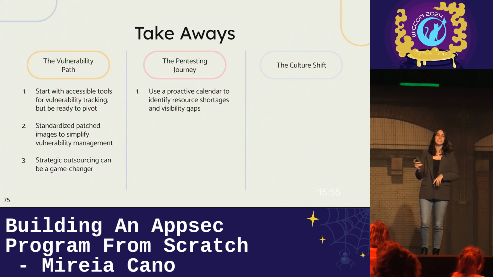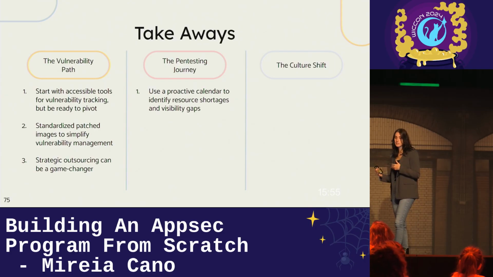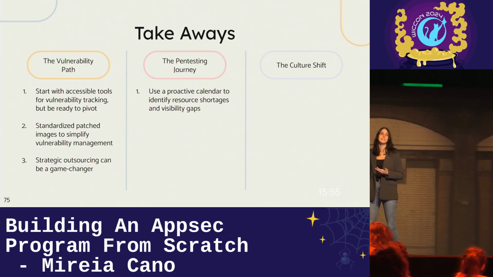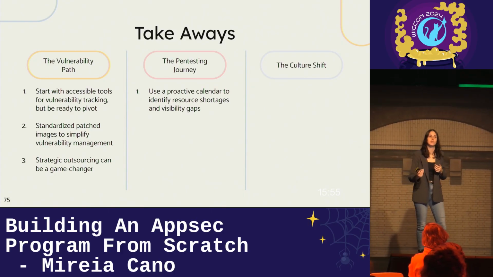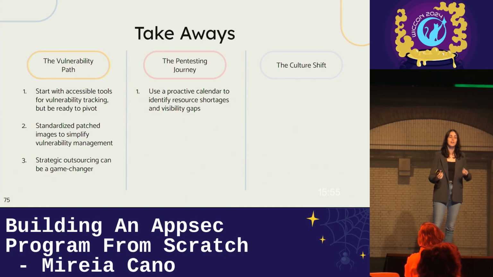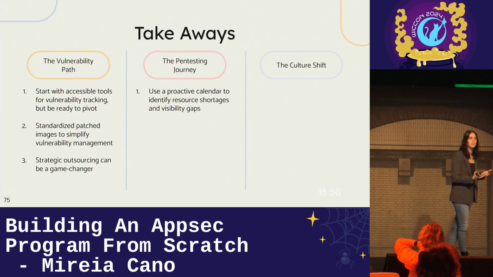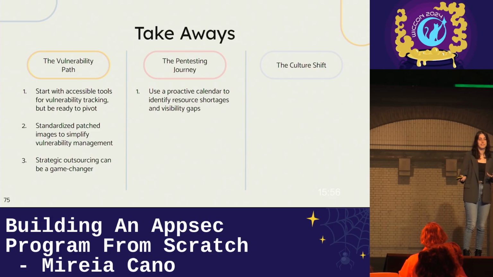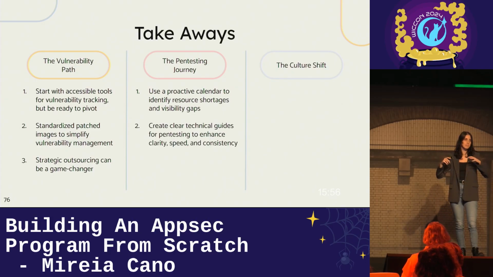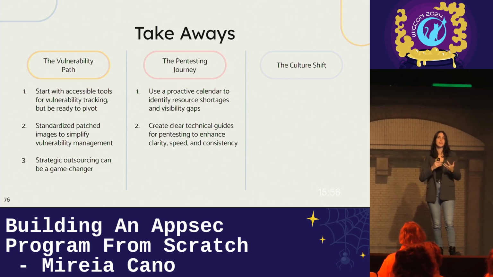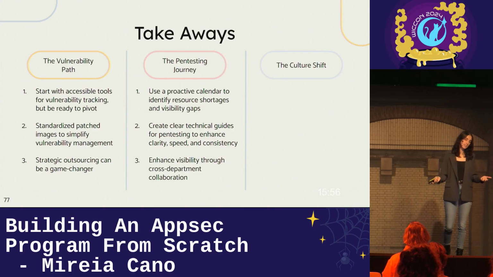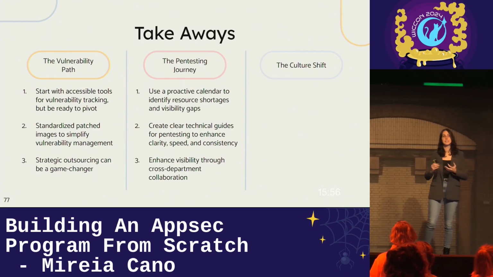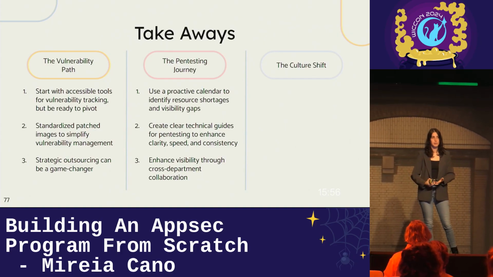And finally, we ended up outsourcing and getting this built by expert people who did everything way better and way faster than we did. Then, in the second story, we started by proactively using this calendar that helped us identify the specific issues that were preventing us from managing the pen testing. Of course, that was not the original purpose of the calendar, but by proactively planning, we accomplished that. And then we created these technical guides that made the whole process of pen testing way more consistent, way faster. Everyone knew what was going on. And finally, we managed to improve visibility and also set clear expectations by collaborating with other teams.